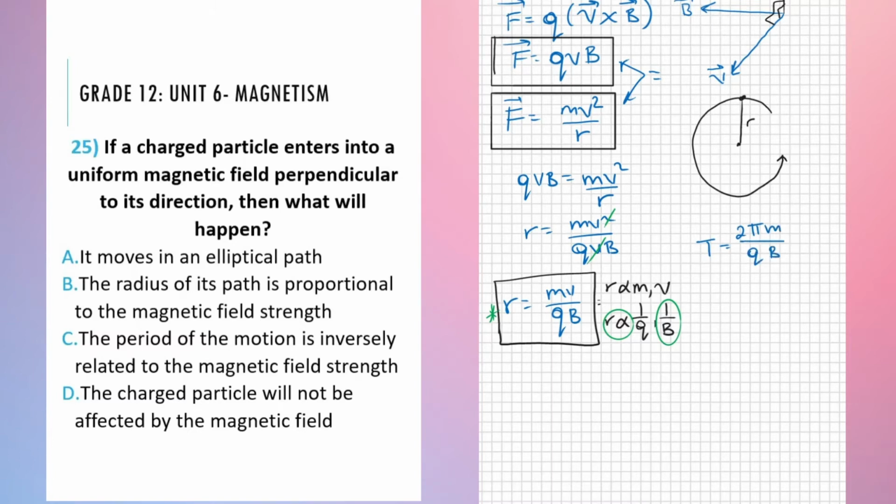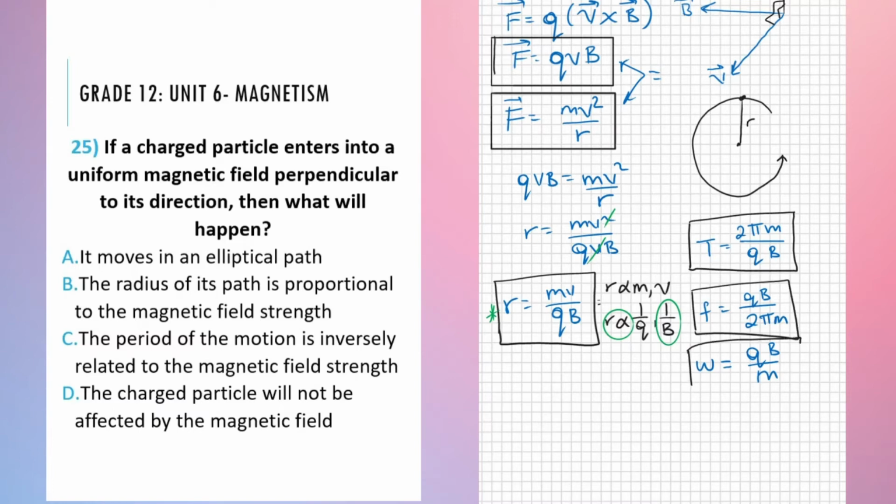And we know that frequency is the inverse of period, correct? So frequency is just the inverse of this, and that would be qB over 2 pi m. You can even find the angular velocity, and the angular velocity is 2 pi multiplied by the frequency. So you could simplify this and get that the angular velocity is in fact equal to qB divided by m. So you can get a bunch of different relationships that describe the circular motion of a charged particle entering a magnetic field. It's a very interesting concept, and it relates, again, electricity with magnetism, which are very closely related.